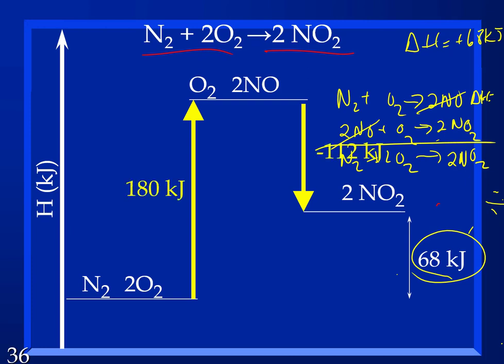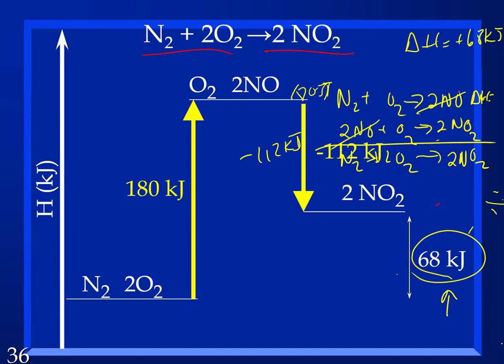And what's delta H going to be for this? Well, this delta H is 180 kilojoules. This one is negative 112. You can't see it, but it says negative 112 right there. So 180 plus negative 112 equals 68.